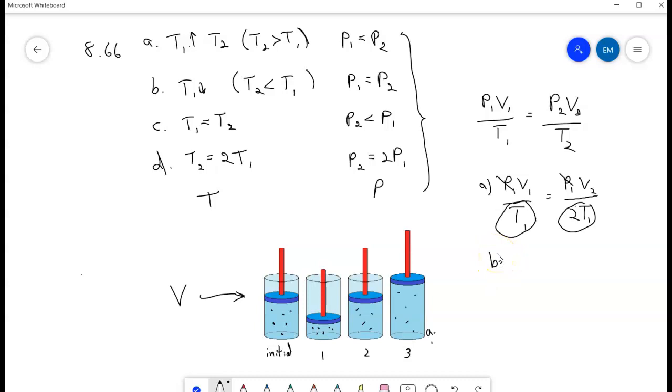Okay, B, let's do another one. I think this could be a little confusing, so this is one you might want to think about a little bit. Think about what I'm doing. Again, with B, we have P1 V1 over T1, and that's equal to, now we have T2 is less than T1. So let's say half, all right? And I think you already see what we're going at here.